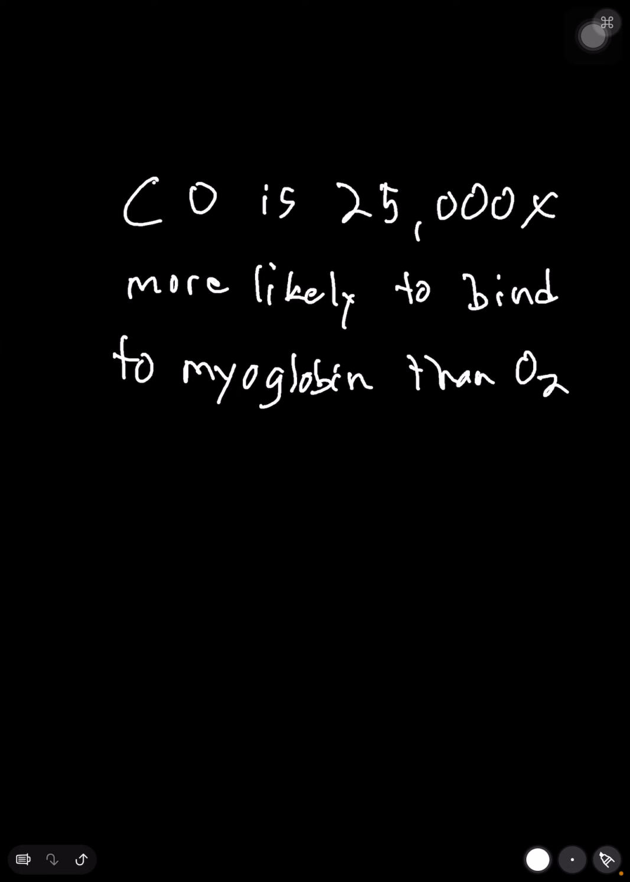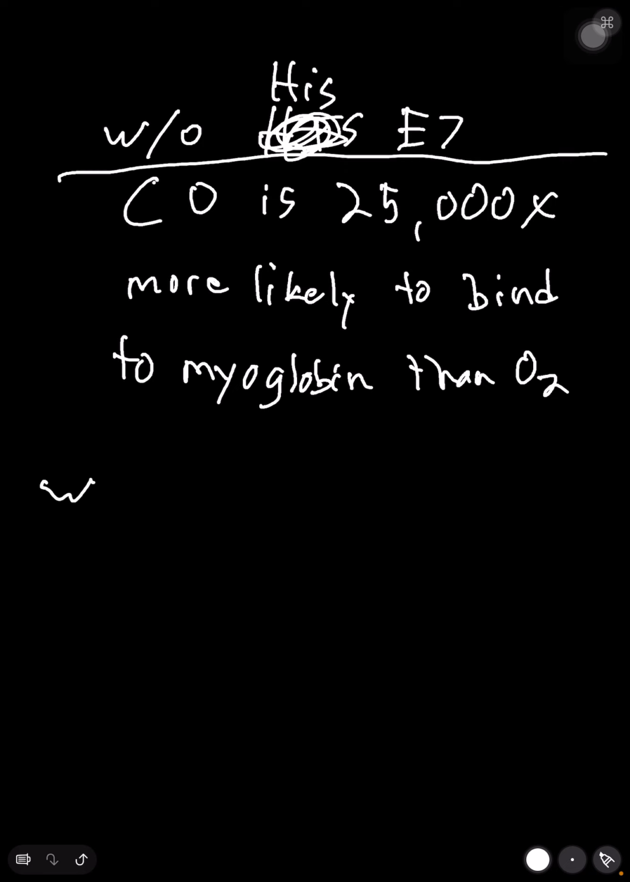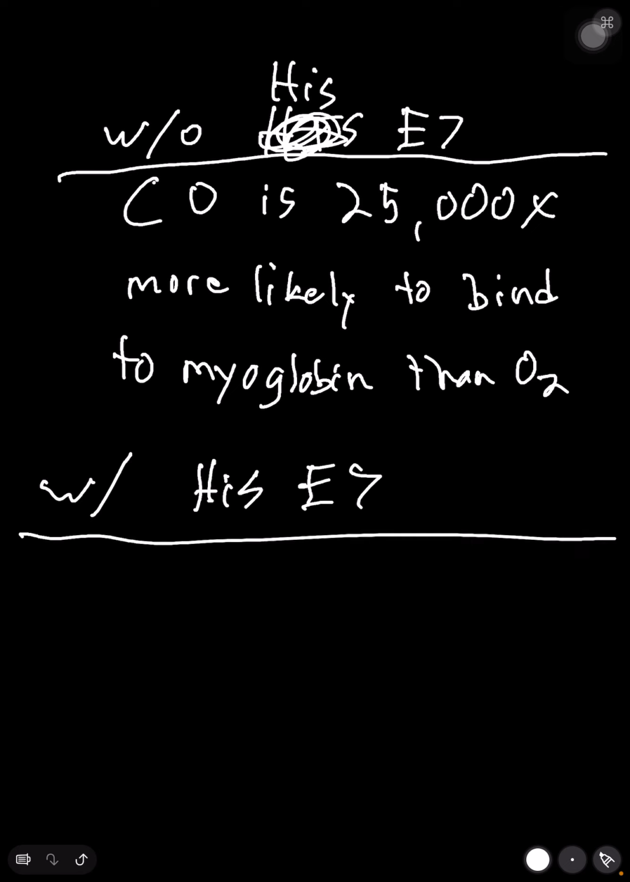So CO is 25,000 times more likely to bind to myoglobin than oxygen. This would be without histidine E7. Sorry, this shouldn't be all caps. Technically, it should look like that. All right. But with histidine E7, that changes dramatically. That likelihood of carbon monoxide binding goes down by 2 orders of magnitude. So now, with this gatekeeper, carbon monoxide is only 250 times more likely to bind.